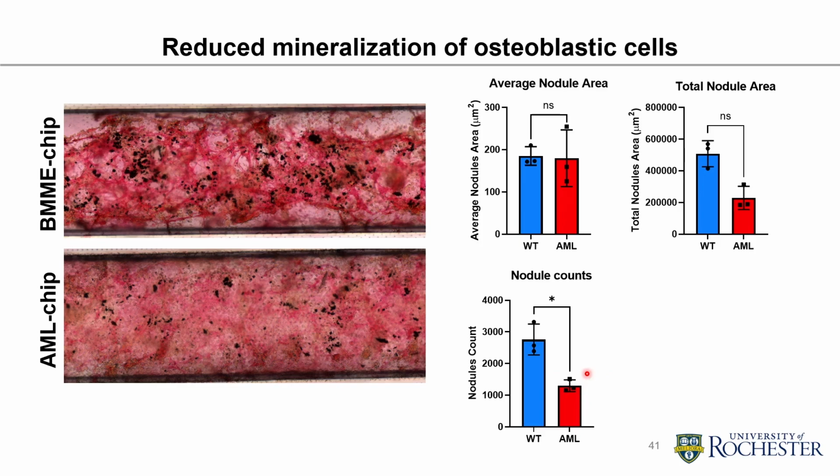So taking the qPCR data and the histological data together, we see that there is something happening to our osteoblastic cells. These AML cells induce a loss of osteoblastic activity. So that's similar to what we've seen in our in vivo experiments.